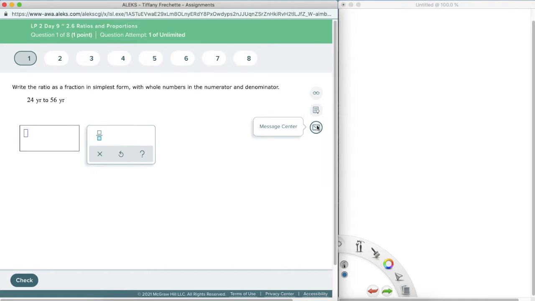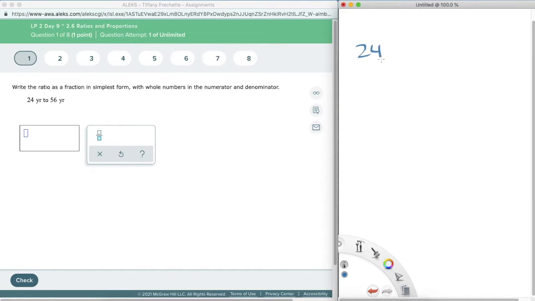Okay, let's go ahead and get started on this one. We have: write the ratio as a fraction in simplest form with whole numbers in the numerator and denominator. So they do not want any decimals here. If we have 24 years to 56 years, we're going to do just like they did on that example. 24 years to 56 years.